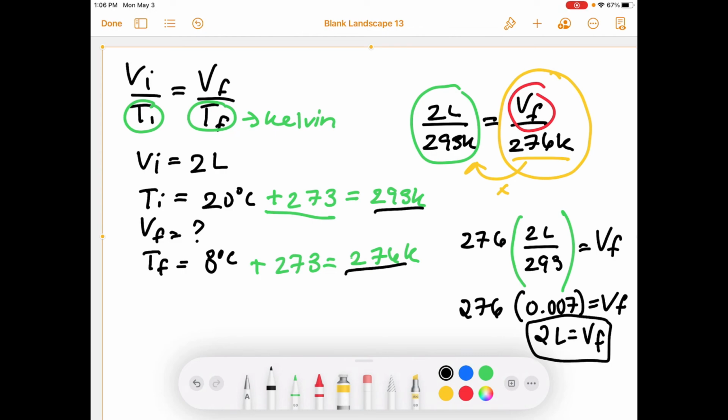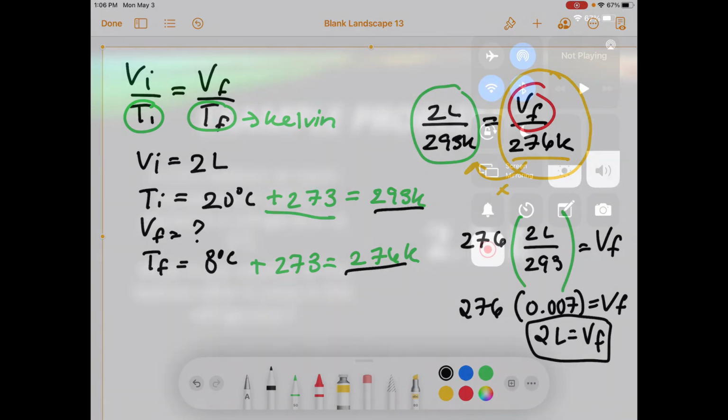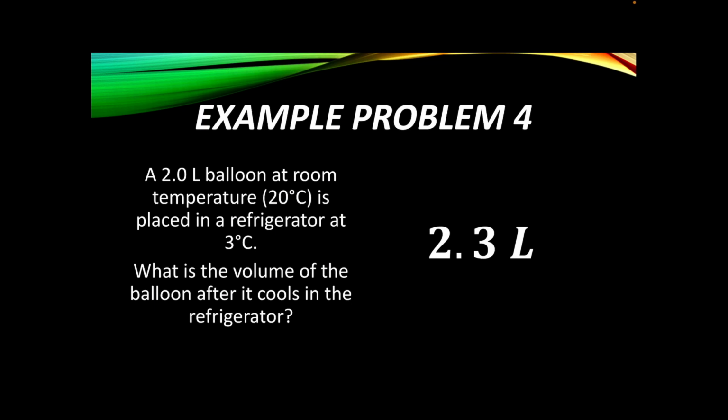And make sure you use your units of 2 liters. So I know it says 2.3 liters here because this answer was taken from the textbook, but the textbook actually has an error where they copied the wrong temperature again. So the answer is 2 liters, which we just did together. Ignore the 2.3 liters.